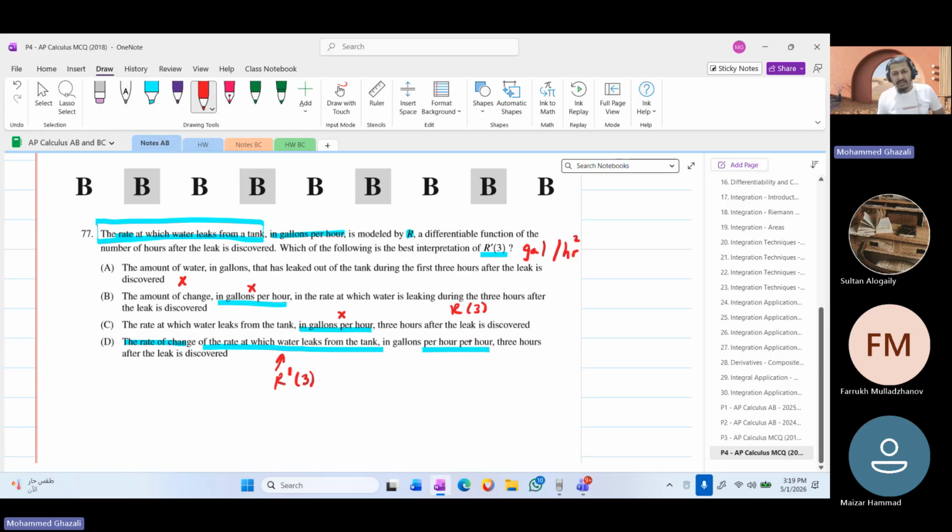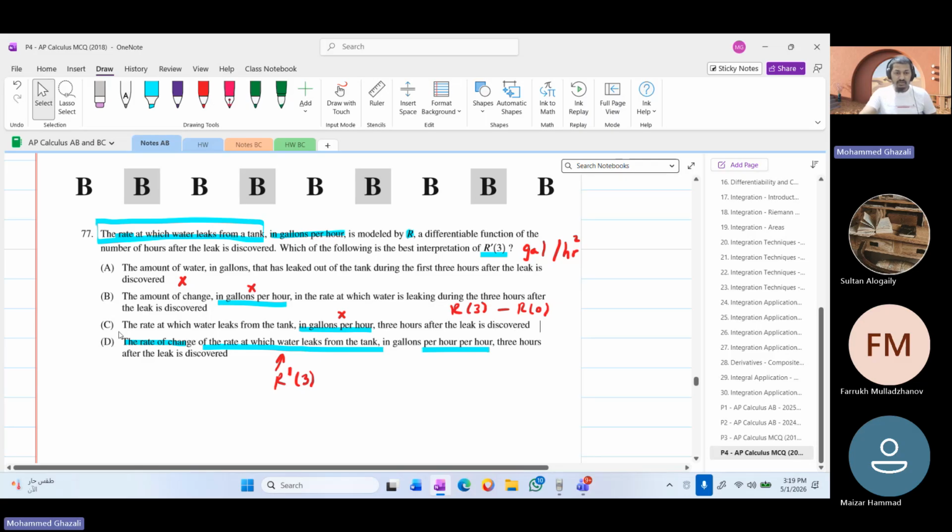I think it's R of 3 minus R of 0, the change during the 3 hours. That's what they might be talking about. Oh, so it can't be B. Yeah, so it's D. So the answer is D there.